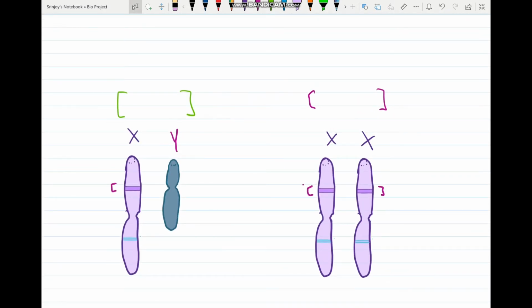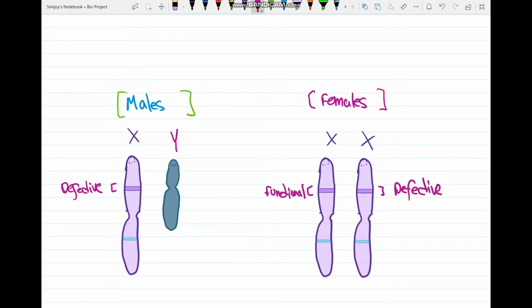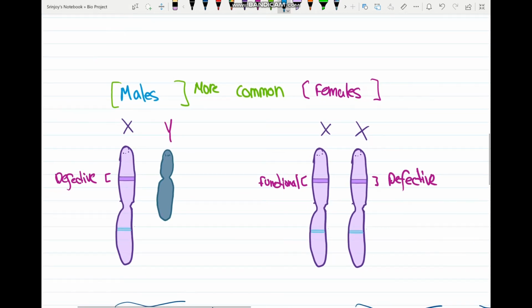So now we're going to compare the sex relationship in muscular dystrophy. On the left, we have our males, XY, and on the right, we have females, XX. Males only have one X chromosome, and if it has the defective gene, that's the only one. Whereas if females have one functional gene and one defective gene, the functional can offset the defective if it's dominant. This is why it's going to be far more prevalent in males than females, because there's only one X chromosome. And this is why muscular dystrophy is known as an X-linked recessive disorder.